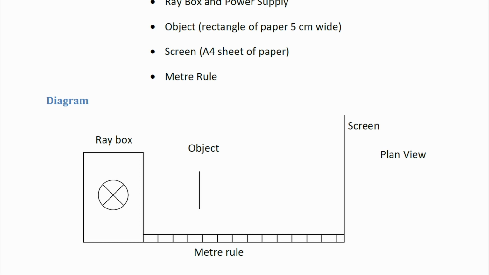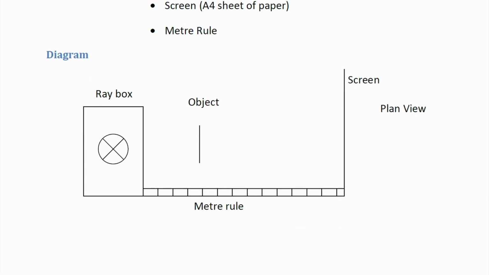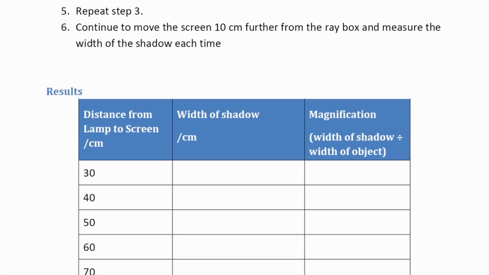You're then going to place the screen also 30 centimeters from the light source. So in this case, it's going to be right up against the object. And I want you to measure the width of the shadow. You might find it's easier to do that from the back of the screen, from the back of the page, as the shadow will be visible on both sides. And you're going to record the width of the shadow in this table.